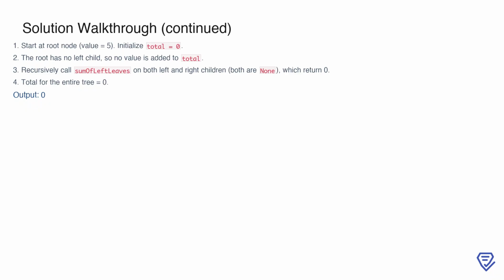We then recursively call sum of left leaves on both the left and right children of the root, but since both are None, these calls return 0. As a result, the total for the entire tree is 0, and the output is 0. This demonstrates how the function handles an edge case with the smallest possible tree.